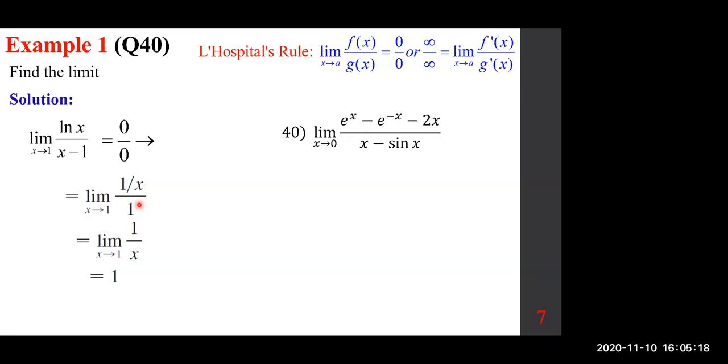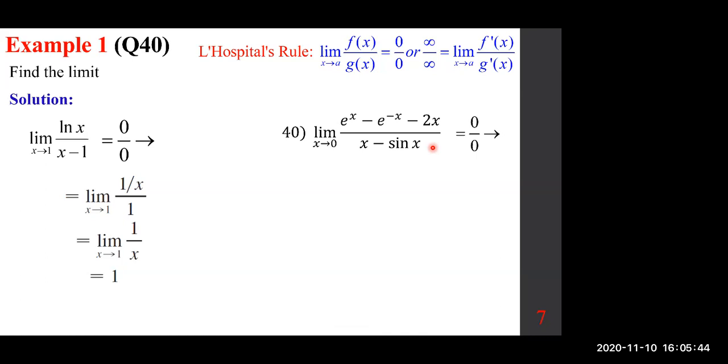Plug in. If we plug in 0 here, we get e to the power of 0, which is 1, minus e to the power of 0, which is 1. They cancel each other. And then minus 2 times 0 is 0. So the top is 0. The bottom is 0, minus sine of 0, which is also 0. So quickly, we show that it's 0 over 0. Don't assume it is, because it may not be.